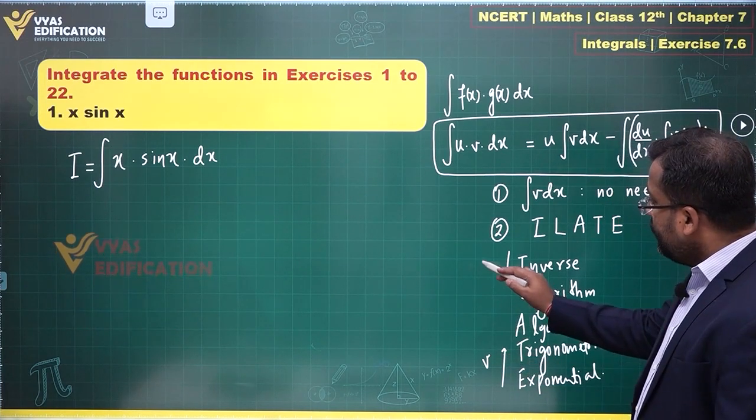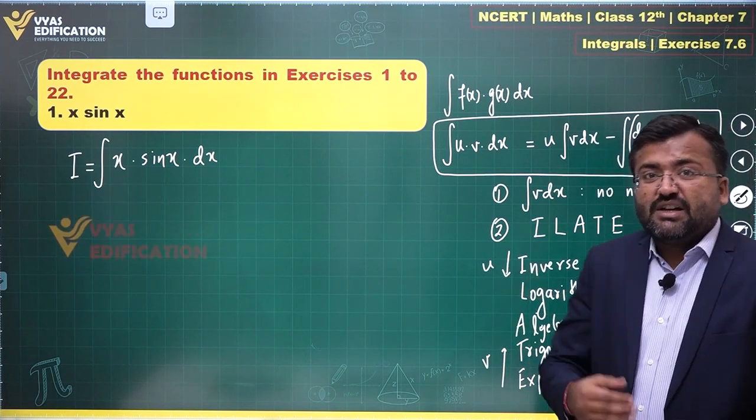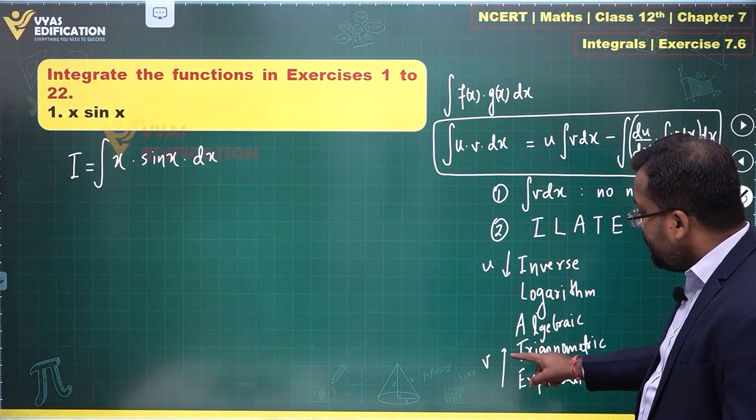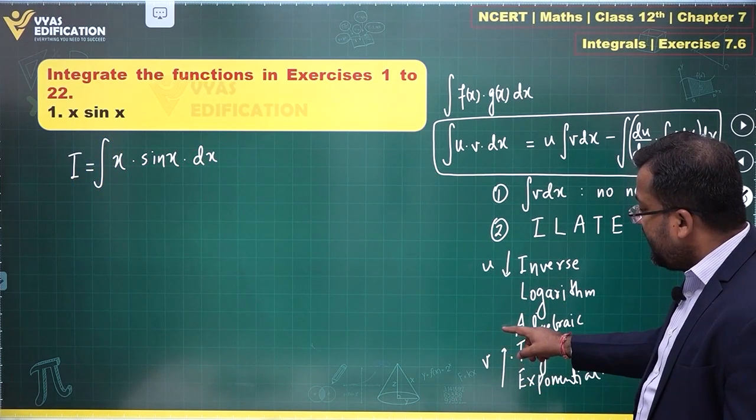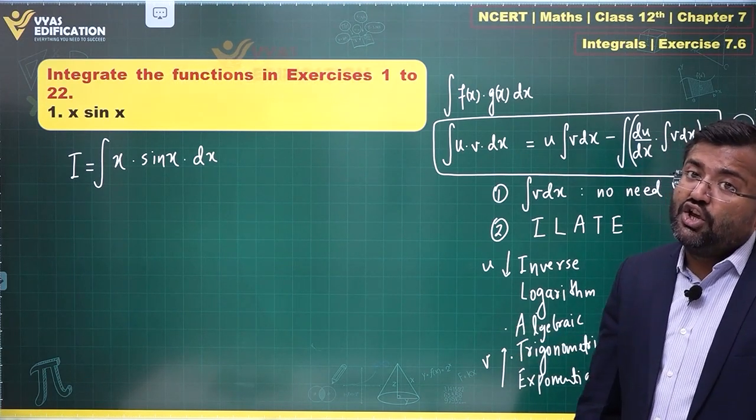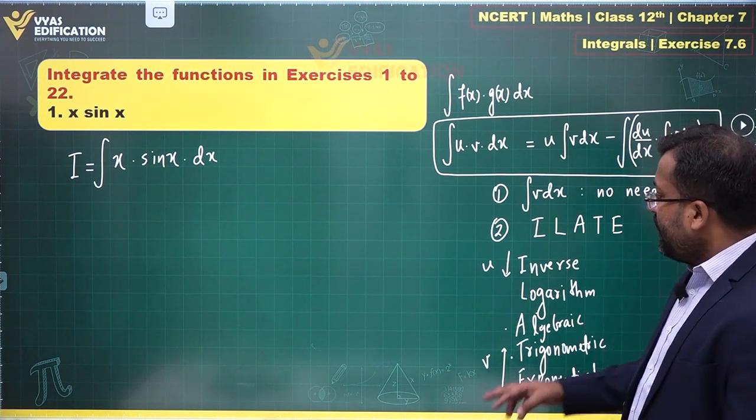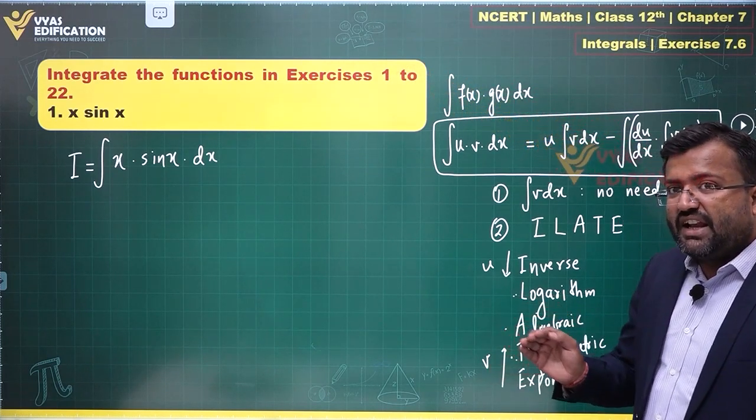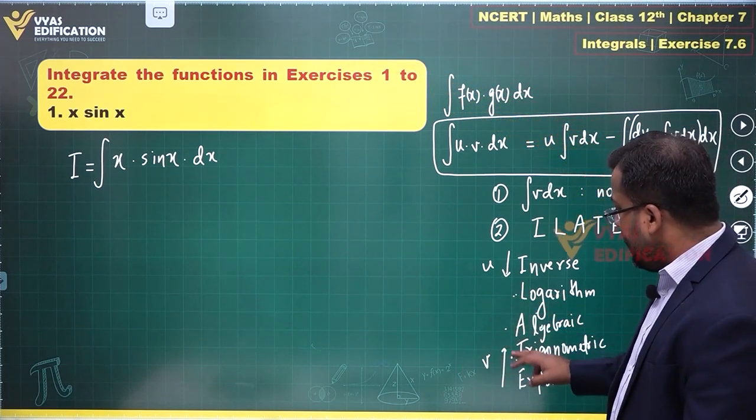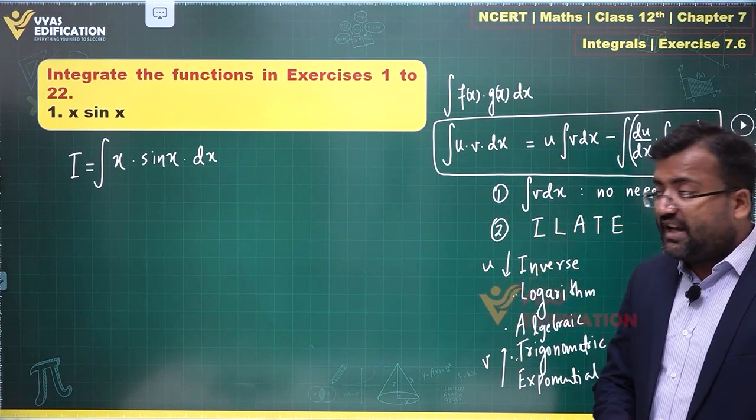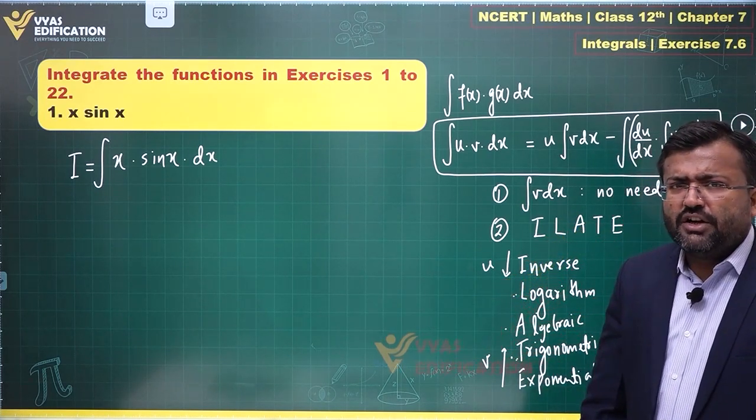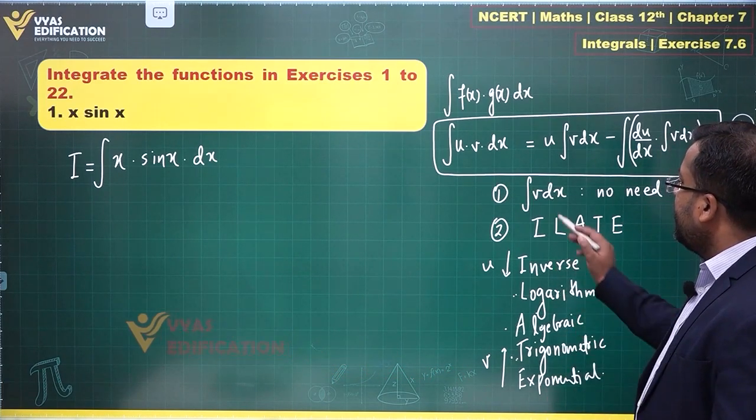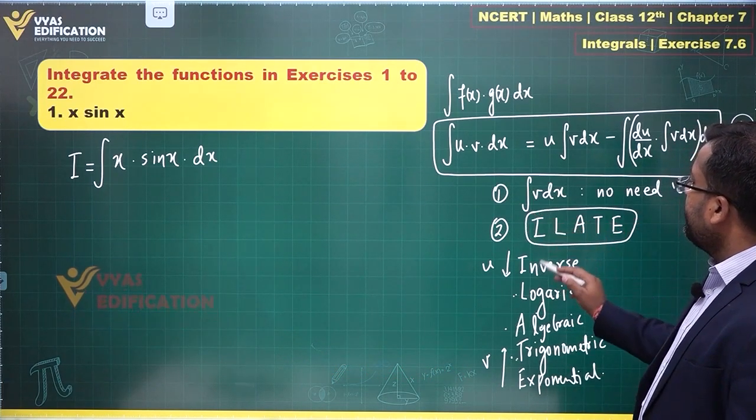And u, the other function, will have to be chosen from here. For example, if you have an algebraic function and a trigonometric function, the trigonometric function will be v and the algebraic function will have to be taken as u. That's the key behind it. If you have, let's say, a logarithmic and a trigonometric function, the logarithmic function will have to be taken as u and the trigonometric function as v. Although you will rarely encounter logarithmic into trigonometric, this is the order that you have to follow, the rule of ILATE, right?